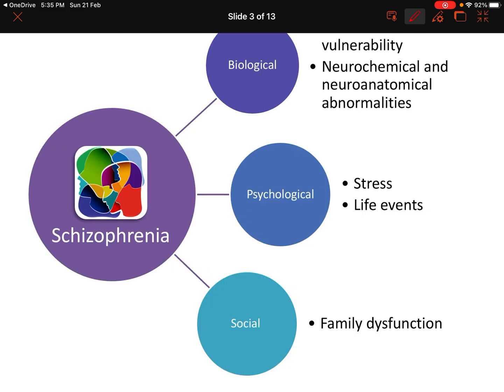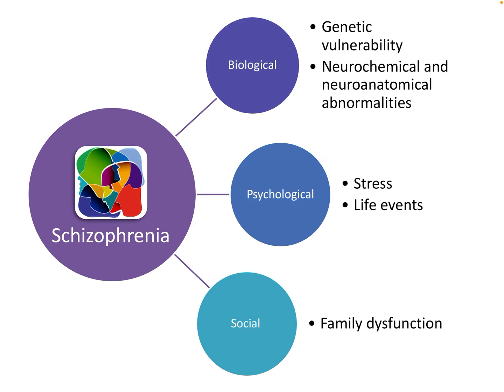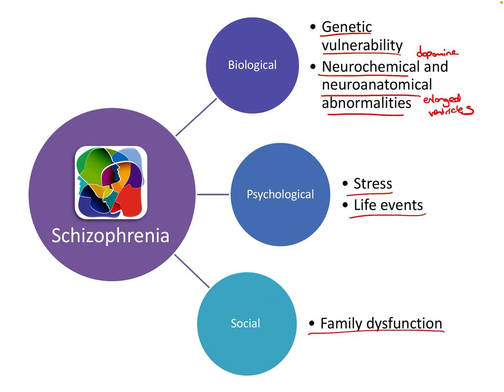So as we've looked at, schizophrenia can be explained in a number of different ways. In terms of biological explanations, we've looked at genetic vulnerability and increased concordance rates between monozygotic twins and first-degree relatives of somebody with schizophrenia. And we've also looked at neurochemical factors like dopamine, and neuroanatomical abnormalities like enlarged ventricles. There are a number of psychological factors as well, like stresses and life events. We know that significant life events can often be the trigger and lead to the onset of the disorder in people who are already vulnerable. And we've also looked at family dysfunction, which could be regarded as a social or a psychological explanation.